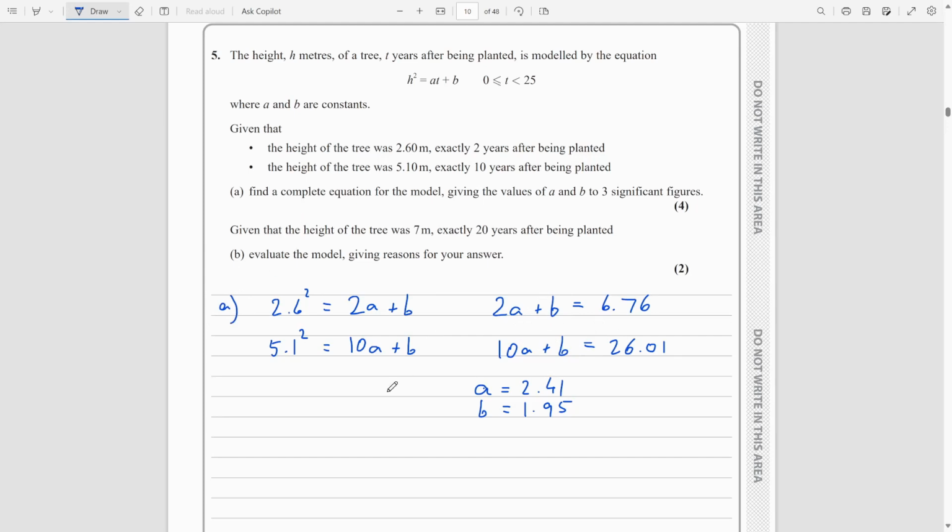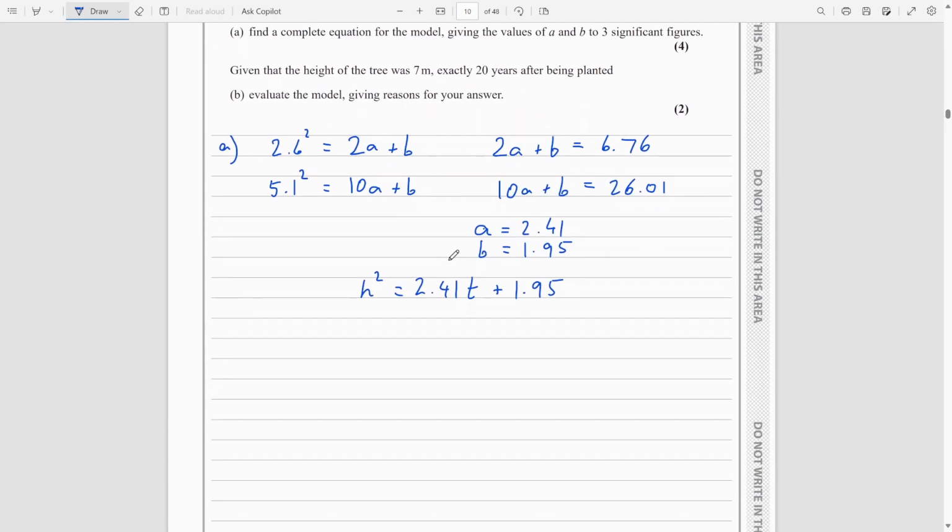So, a complete equation for the model is that h squared is 2.41t plus b, which is 1.95. Now we're done. Given that the height of the tree was 7 meters, exactly 20 years after being planted, evaluate the model. Well, to evaluate the model, let's see what the model would have predicted after 20 years.